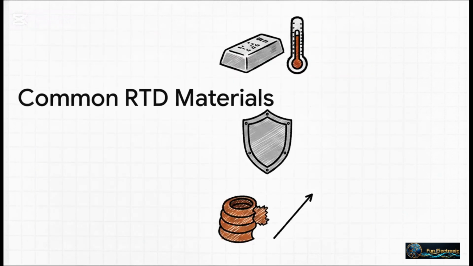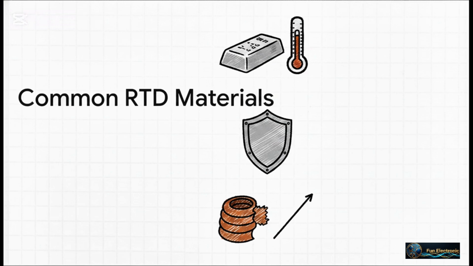When we look at the materials inside RTDs, platinum, specifically the P100, is the absolute gold standard. It offers unmatched stability and the widest measurement range, going from -200 all the way to positive 850 degrees Celsius. You will see less expensive metals like nickel and copper used too, but copper is limited to 260 degrees and is super prone to oxidation.